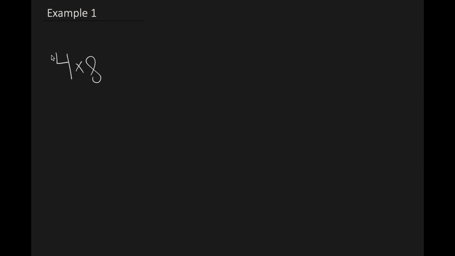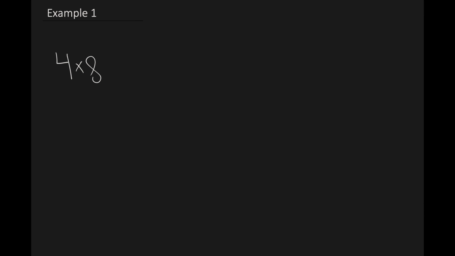So we're going to start with an example. We have 4 times 8. Okay, and we're going to solve this. So let's say we only know our multiplication tables up to 4. Okay, so we know 1, 2, 3, and 4. That's okay. But we have an 8 here, so how are we going to solve that?